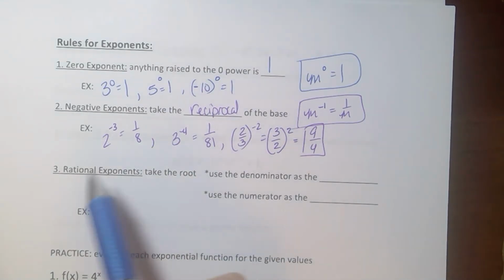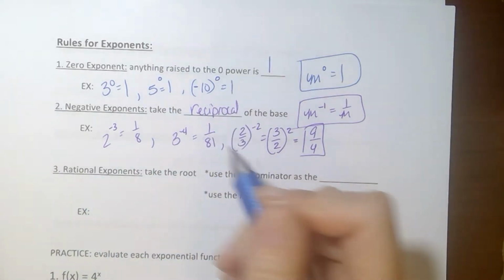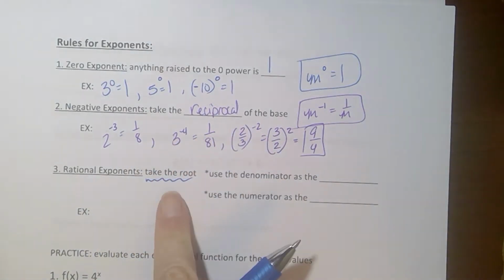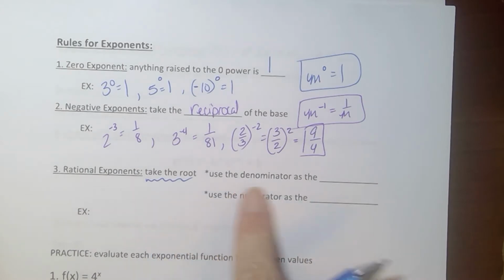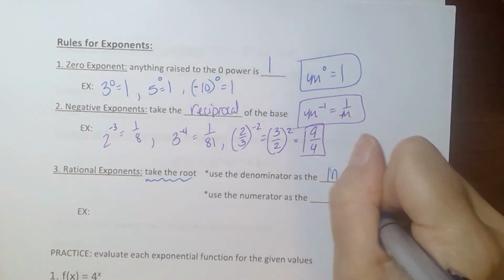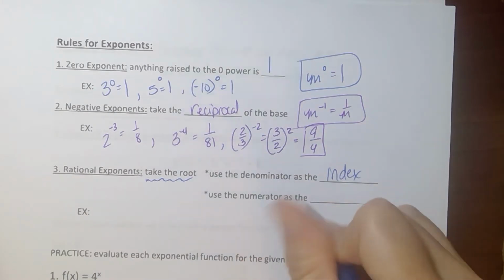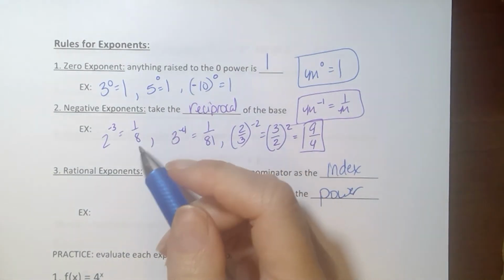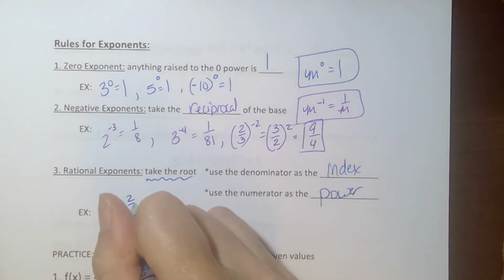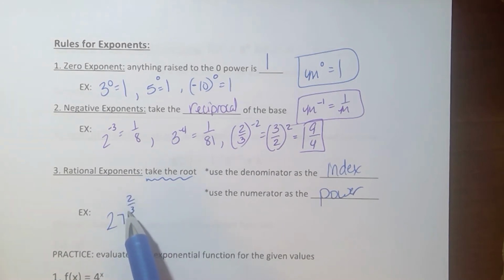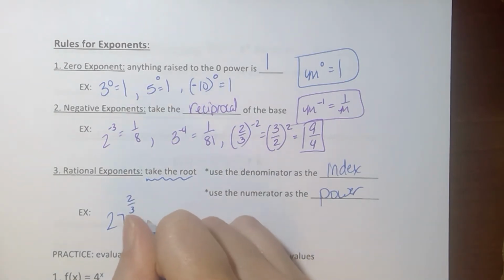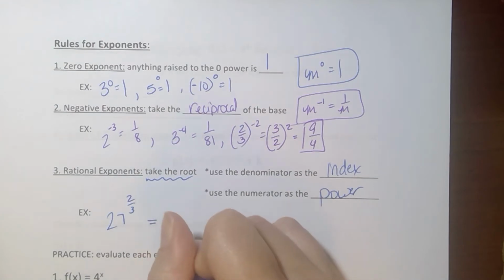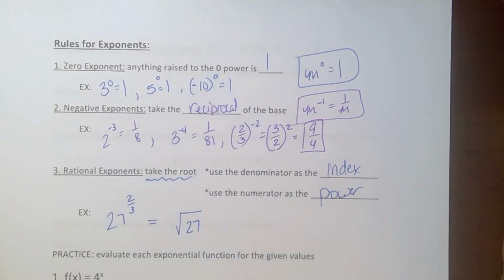Rational exponents. A rational exponent is an exponent that looks like a fraction. When I have a rational exponent, I'm going to take the root. I use the denominator of the exponent as the index of my radical, and I use the numerator as the power. For example, if I have 27 to the 2/3 power, that 2/3 is a rational exponent. That tells me immediately when I see that I have a rational exponent that I have a radical, and this 27 is the argument, the radicand underneath my radical.